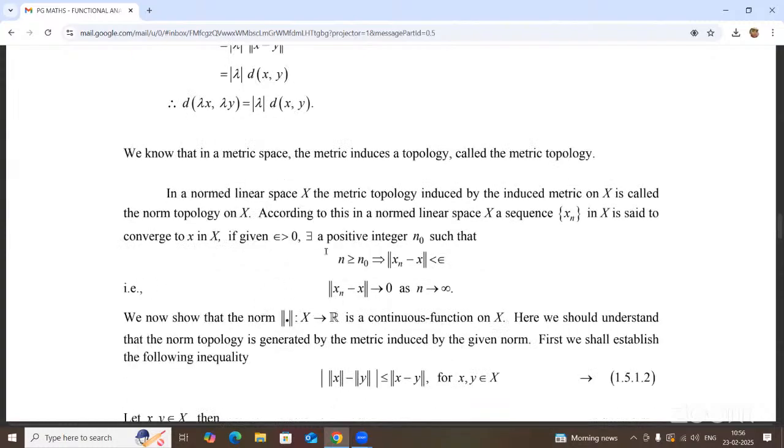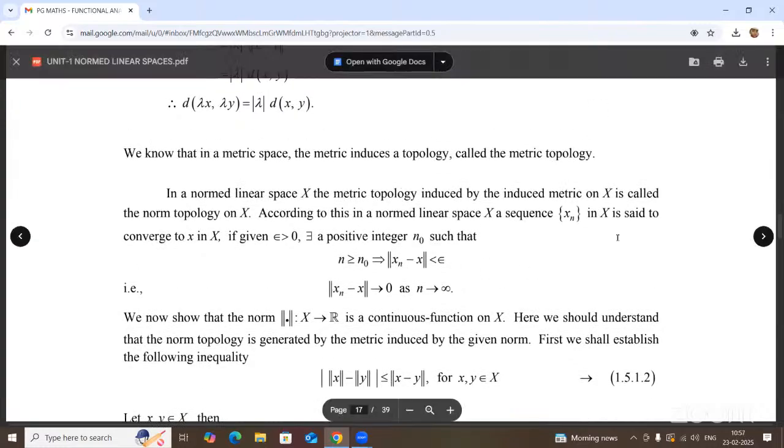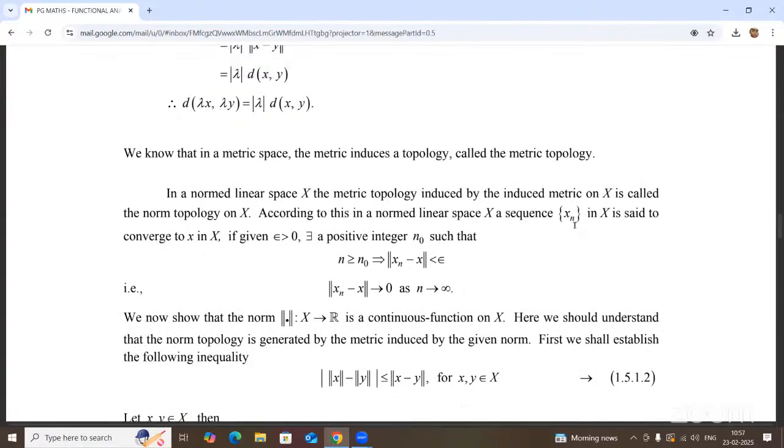Okay. From the definition of a metric and from their inequalities and induced norm topology, we are taking one sequence in the given linear space with induced metric. Now the convergence condition is mod xn minus x is less than epsilon for all n greater than or equal to m, and epsilon is always greater than 0. Here n is a positive integer, that is, a natural number.